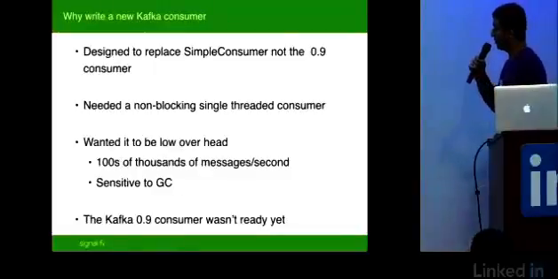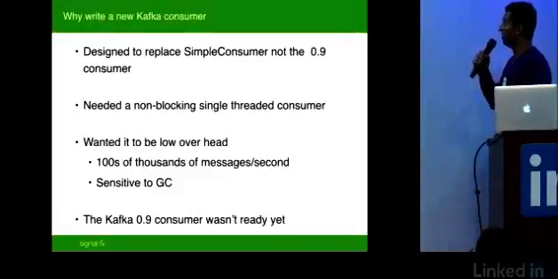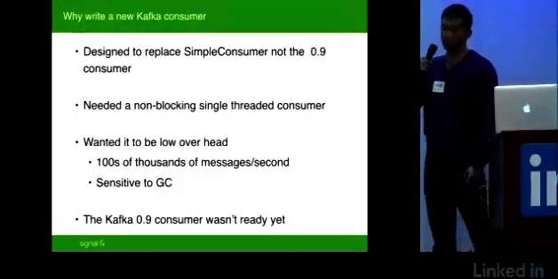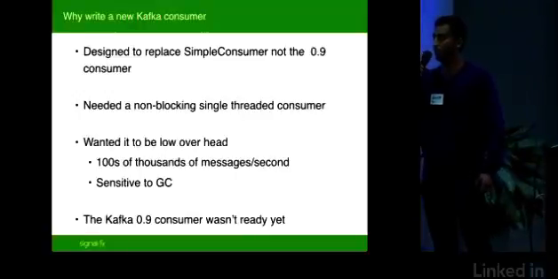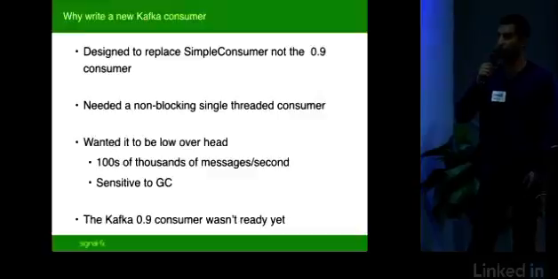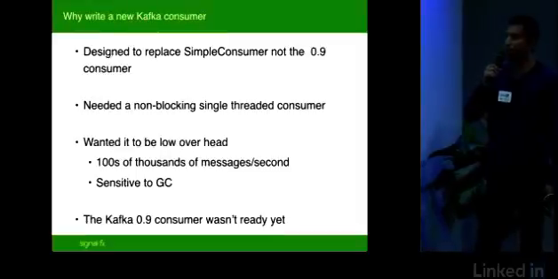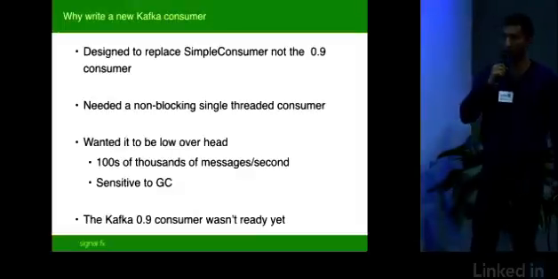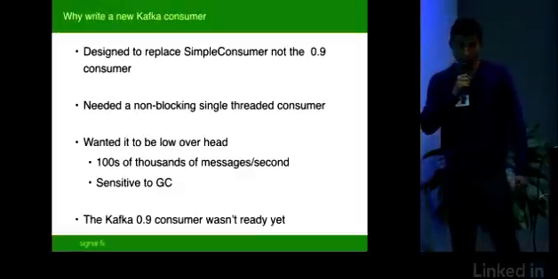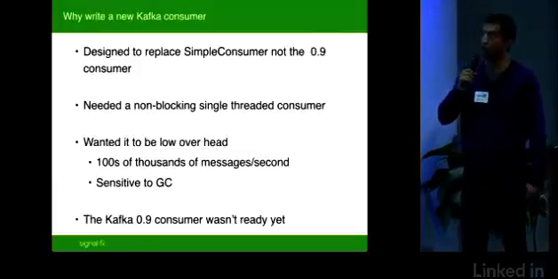So we actually don't use any of the offset management or partition assignment functionality of Kafka. So really our consumer was meant to replace simple consumer. We do the offset management and partition assignment ourselves. Simple consumer is not a non-blocking consumer, and we wanted one. And since we were writing one, we wanted it to be low overhead. We wanted to be able to consume hundreds of thousands of messages per second on a single process. And we're super sensitive to the worst case garbage collection and just worst case latency in general. So we wanted to keep that in mind. And the biggest reason was the Kafka 0.9 consumer wasn't out yet. This talk probably wouldn't have taken place if it was.